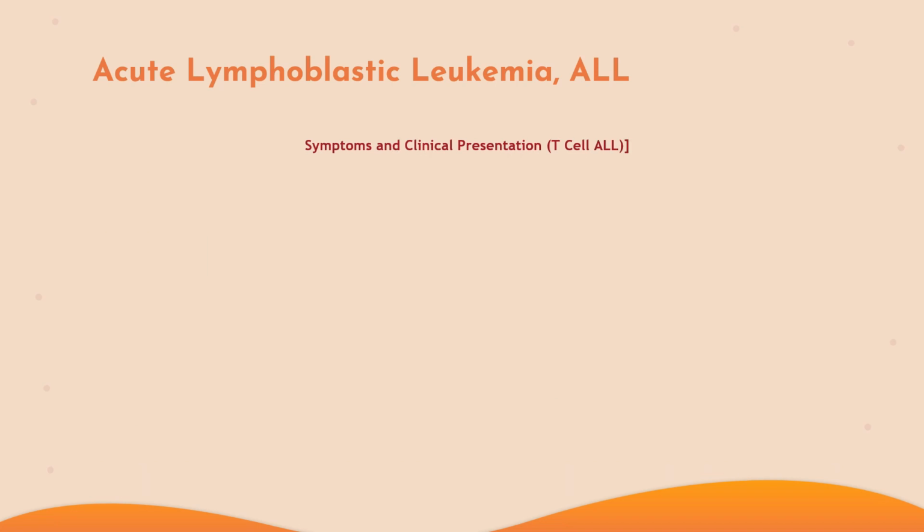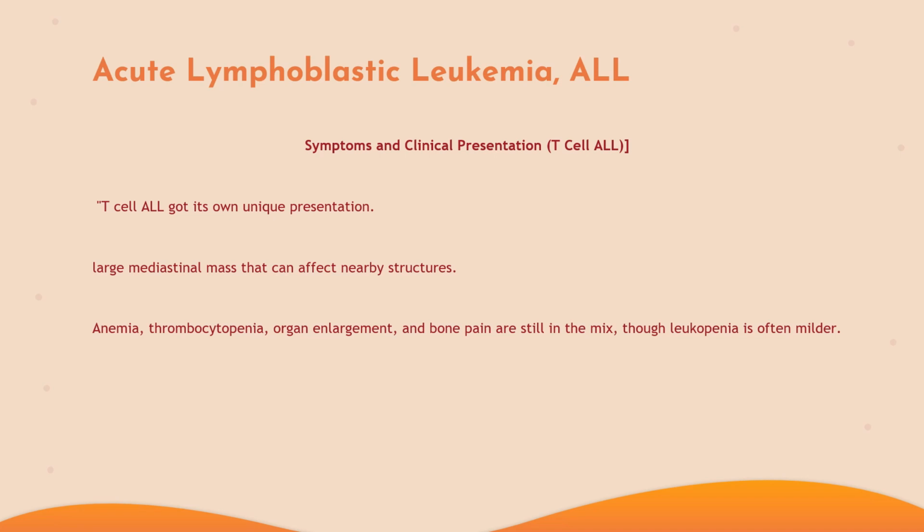Symptoms and clinical presentation, T-cell ALL. T-cell ALL. It's got its own unique presentation. Picture this, a large mediastinal mass that can affect nearby structures. Anemia, thrombocytopenia, organ enlargement, and bone pain are still in the mix, though leukopenia is often milder.